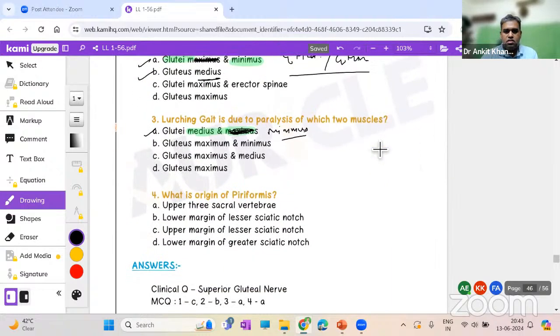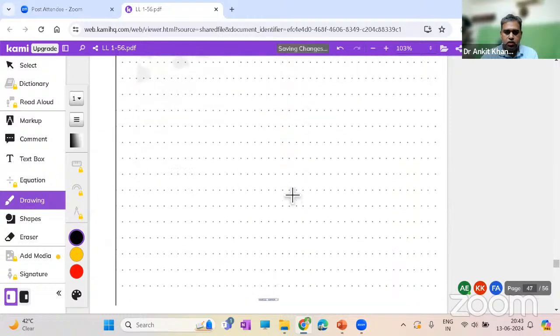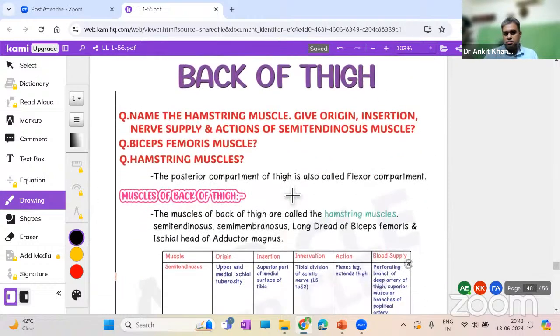Then we have another question: what is the origin of piriformis? Origin of piriformis is from the upper sacral vertebrae. From there it comes. So we have these options, answers over here. So this was all about it. Now come to the back of thigh. Gluteal region, we discussed in a bit of detail.